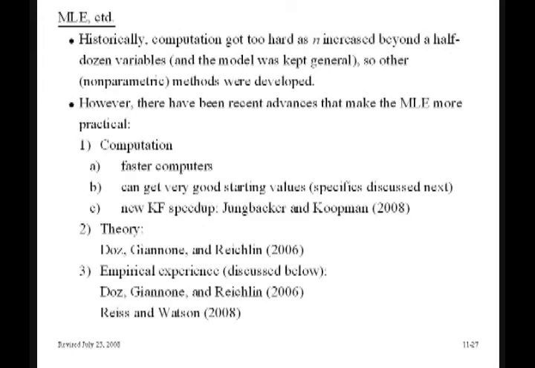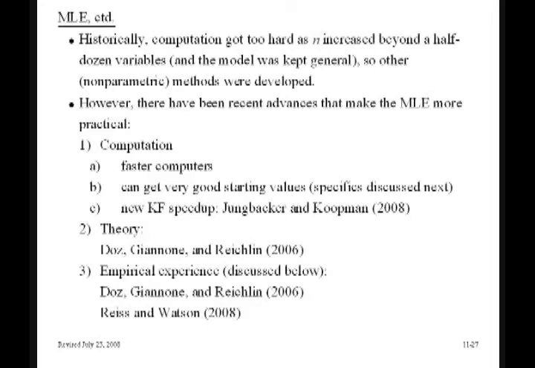Then I guess a final point is there's some recent work here by Jungbacker and Koopman that provides an additional speed up. It's a clever projection device that turns some of the Kalman filter updating equations into just regressions. So there's additional advantages that you can get instead of having to work with the otherwise large matrices that would be involved.